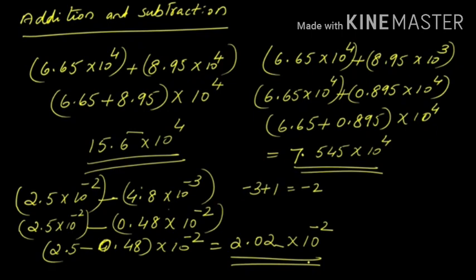So you need to find out what change should be made in order to make both exponents the same. If the change is plus 1 or plus 2, that is, if the change is a plus sign, then shift towards the left side, and if the change is minus 1, then you have to shift it towards the right side. So this is how we are doing addition and subtraction.